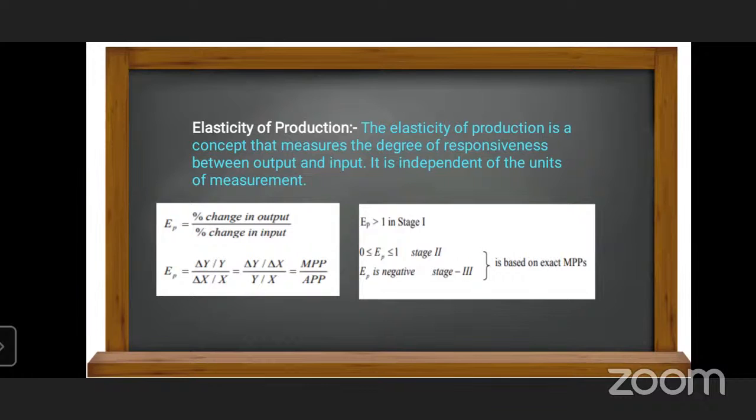Then we have elasticity of production in three classical stages. Initially, it will be more than one in the first stage. It will be less than one in the second stage, which is the rational stage. And in the third, it will be less than 0, where MPP will also be negative.